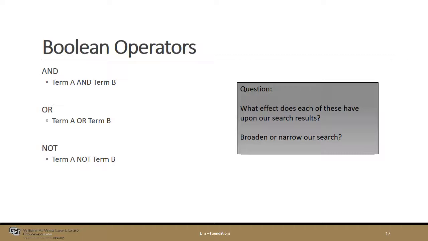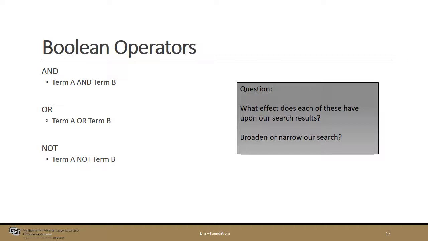Another Boolean operator is the OR operator. And what this is directing the search system to do is to locate documents where term A or term B appear in the document. So if a document has either one of those terms, doesn't have to have both, just either one, then that document will be retrieved. The third basic Boolean operator is the NOT operator. And what this is saying is that documents that contain term B, in this case term A, not term B, will not be retrieved. So if the document contains term A and not term B, it will be retrieved. If it contains term B, it will not be retrieved.